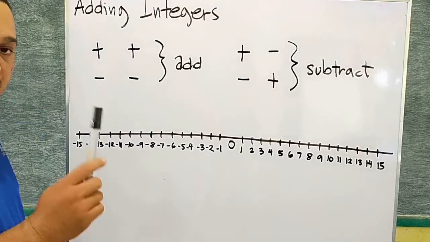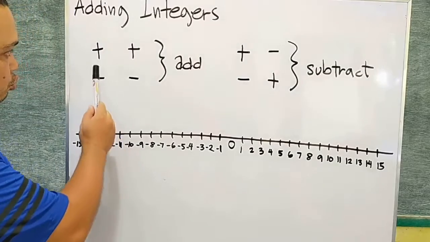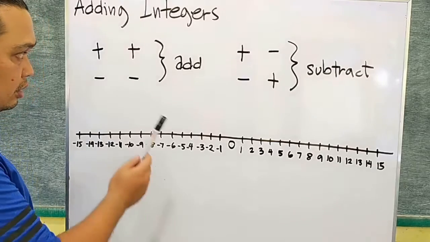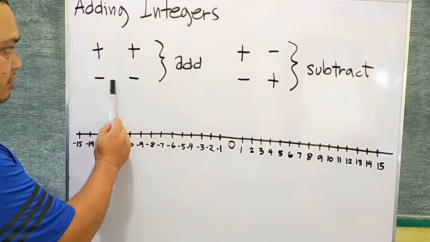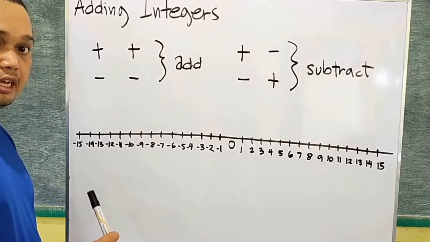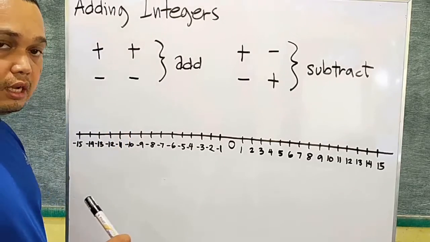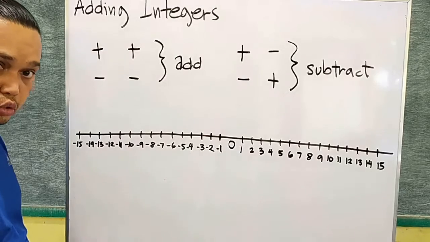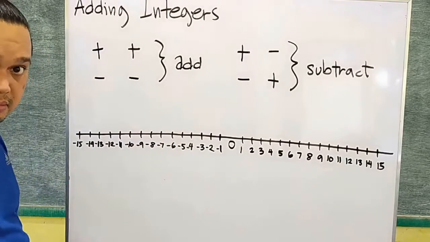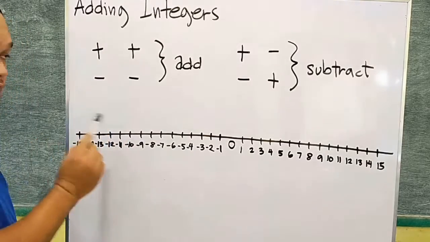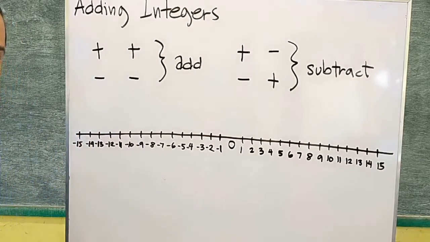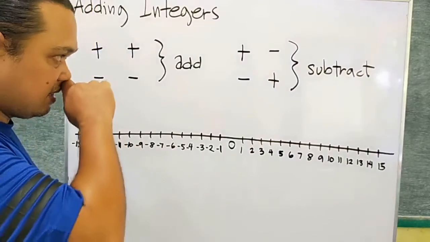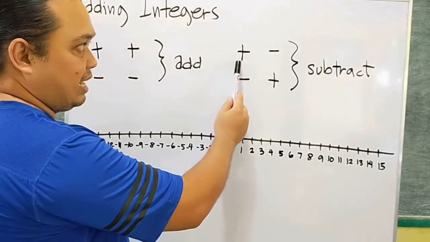Now, if we are adding, for example, two positive integers, or two negative integers, meaning to say they are like integers, they have the same symbol, they are both positive or they are both negative, then all we need to do is add the numbers and copy their symbol, either positive or negative.